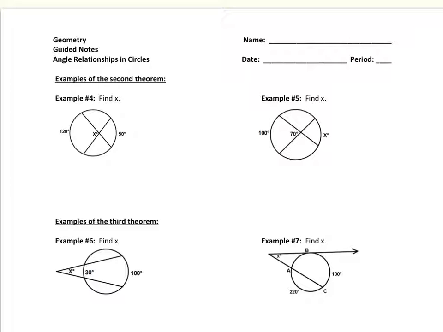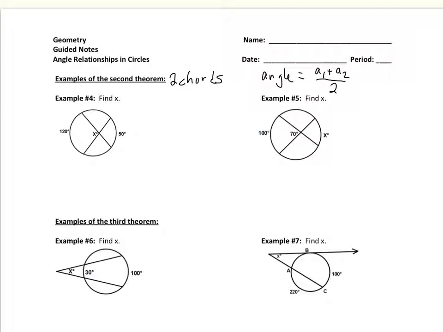Okay, let's look at some examples of the second theorem. Recall the second theorem said if you have two chords that meet inside the circle, the measure of the angle is going to equal half of the sum of the two arcs. So we'll take the two arcs and we'll divide by 2.